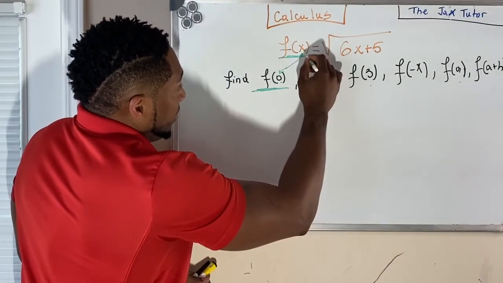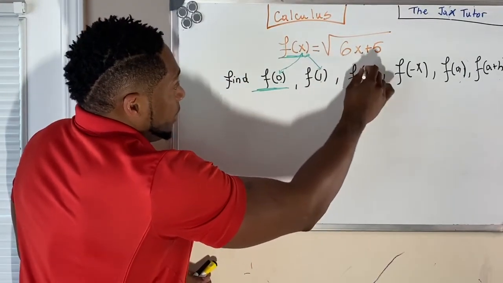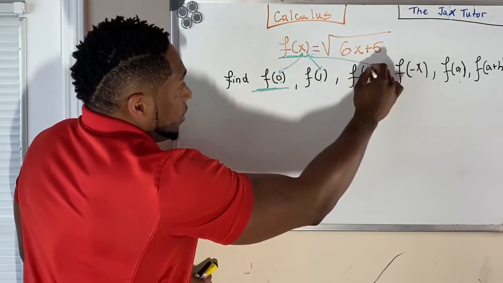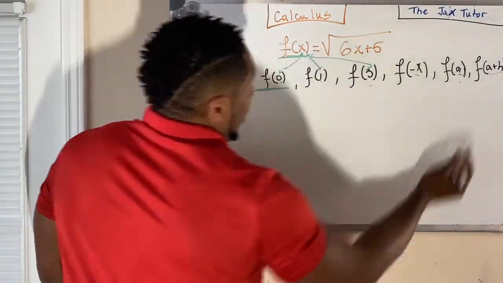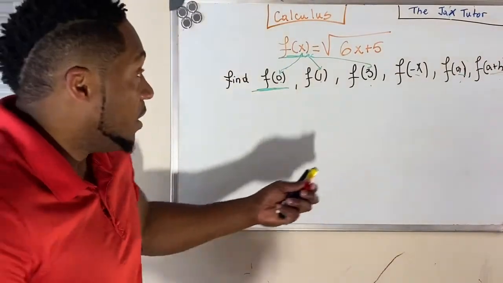Same thing here. In place of x we have a 1. In place of x we have a 3. In place of x, we have a negative x. In place of x, we have an a. In place of x, we have an a plus h. So it's the same thing we're going to do here.